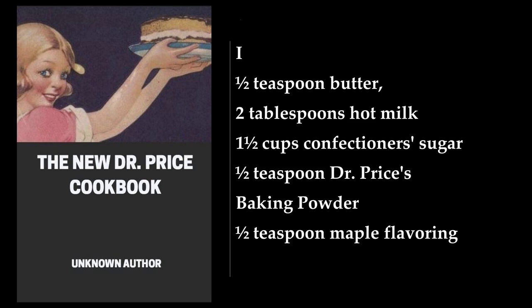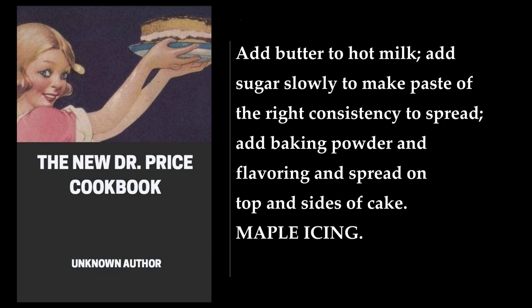1/2 teaspoon butter. 2 tablespoons hot milk. 1.5 cups confectioner's sugar. 1/2 teaspoon Dr. Price's baking powder. 1/2 teaspoon maple flavoring. Add butter to hot milk, add sugar slowly to make paste of the right consistency to spread. Add baking powder and flavoring and spread on top and sides of cake.